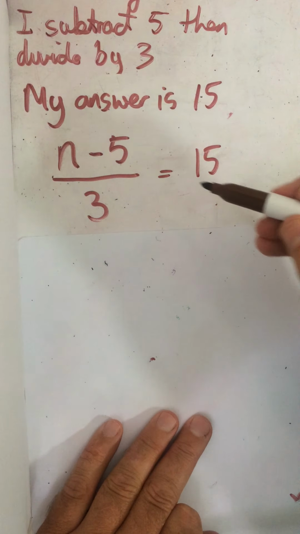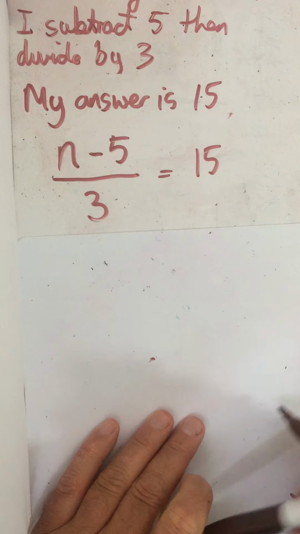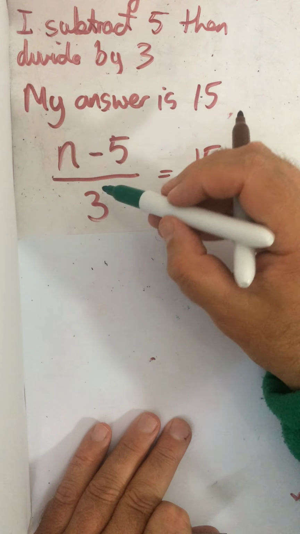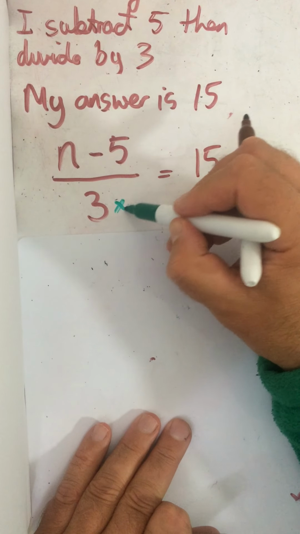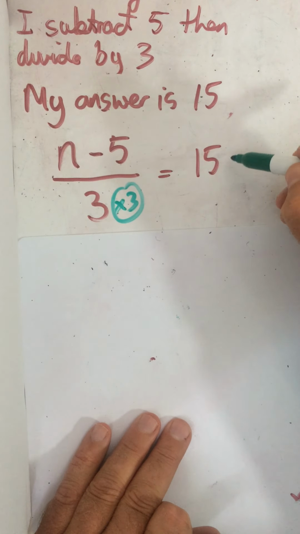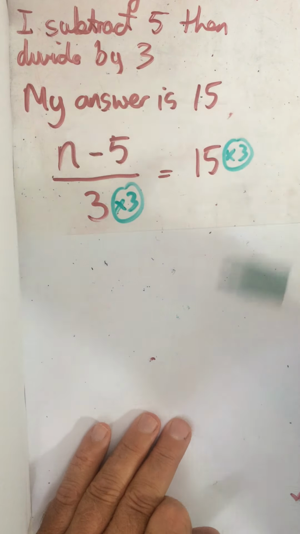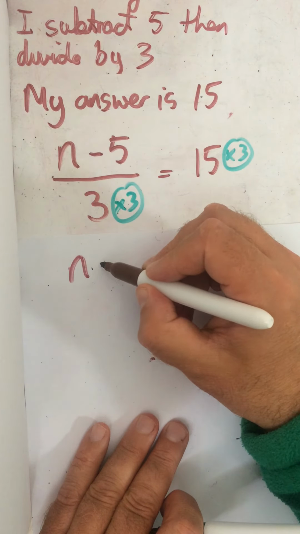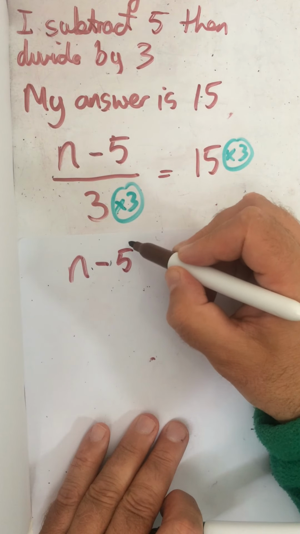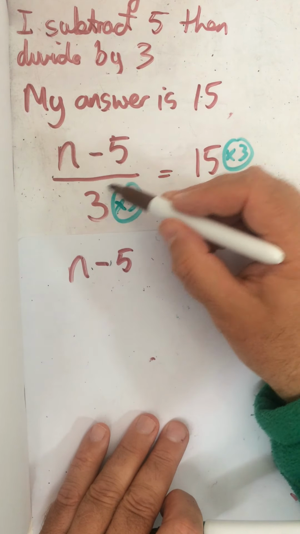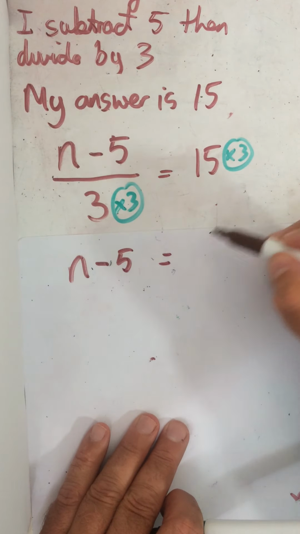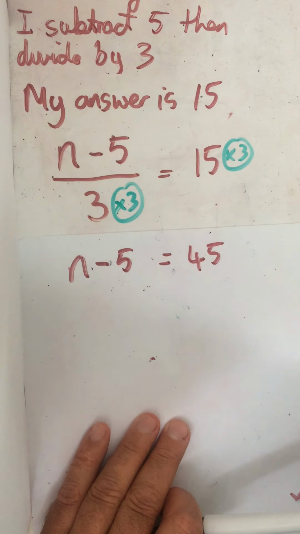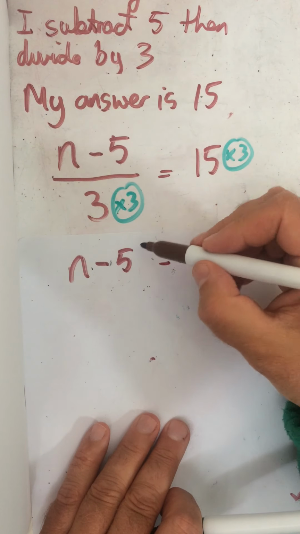Now, my next step is I want to get rid of this divided by 3. I'm going to get rid of it by multiplying by 3. I'm going to do the same, times by 3, on the other side. So then we're left with n take away 5 is equal to 45.